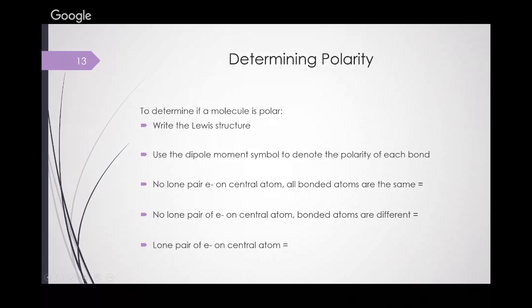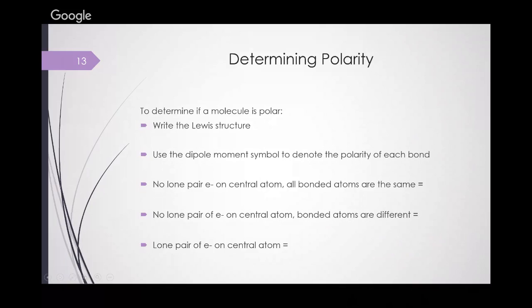So if I look at my structure and I have no lone pairs on the central atom and all the bonded atoms are the same, that's going to result in a nonpolar molecule. Why? Because if all my bonded atoms are the same, then they all have the same dipole moment between them and they all cancel out. If I have no lone pairs on the central atom, but bonded atoms are different, then I'm going to end up with different dipole moments. They would not cancel out, and I'd have an overall dipole moment, which says I'm polar.